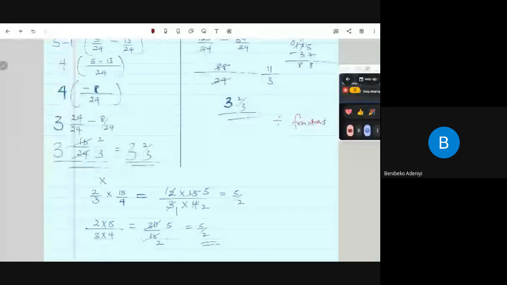To divide fractions, let's say I have 2 over 3 divided by 4 over 15, or I have it like this, 2 over 3 divided by 4 over 15. The same thing. Either this division like this or this division like this.